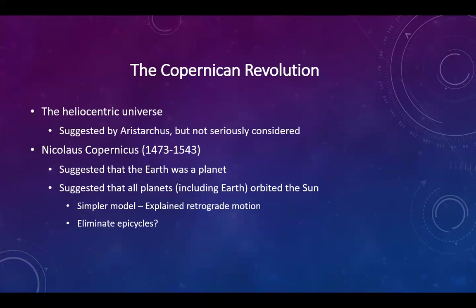So the big change was that if the Earth was not the center of the solar system, but all the planets orbited around the sun instead, then it would be a lot easier to explain this retrograde motion. The sun at the center was suggested by Aristarchus, but it wasn't seriously considered. He had no real evidence for it.